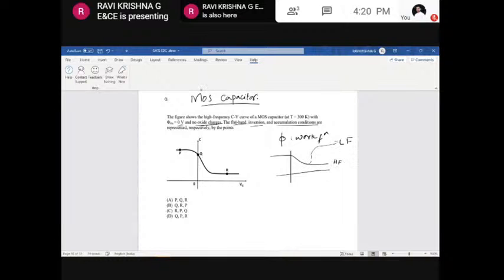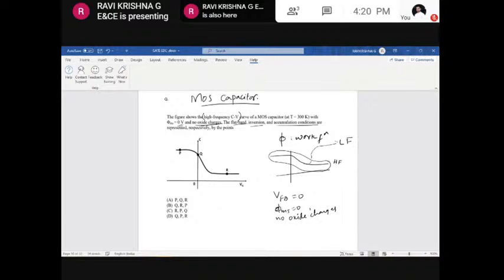Here the curve is already given for high frequency, which means we need to consider only this portion, this region. That is given already here. And here it is also mentioned that the work function is given as 0 and there are no offset charges, which means the flat band voltage will be 0, because here phi ms is given as 0 and there are no offset charges.